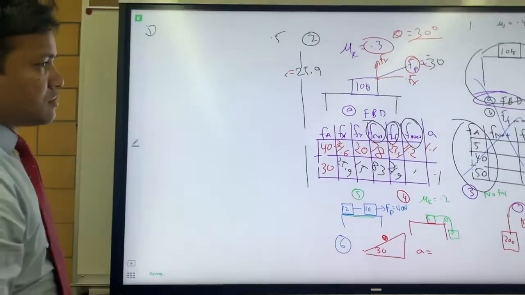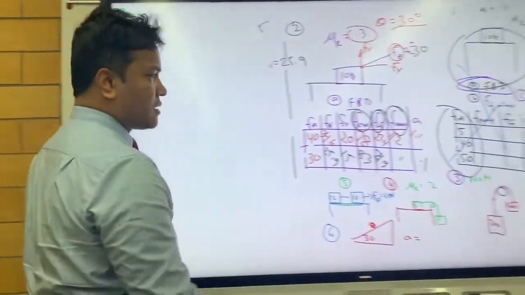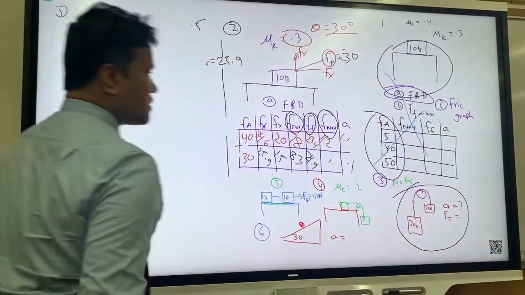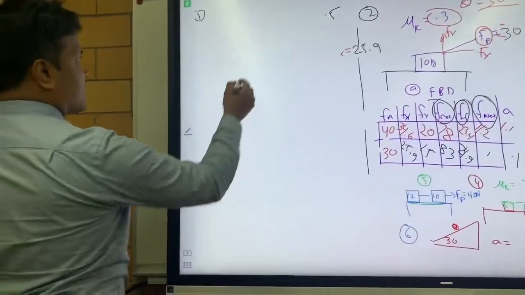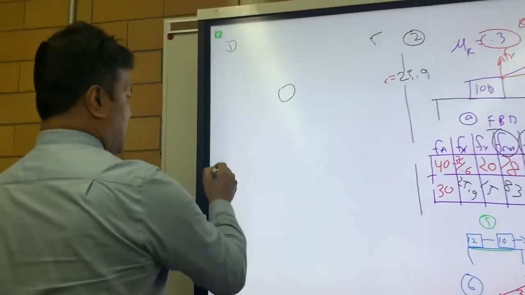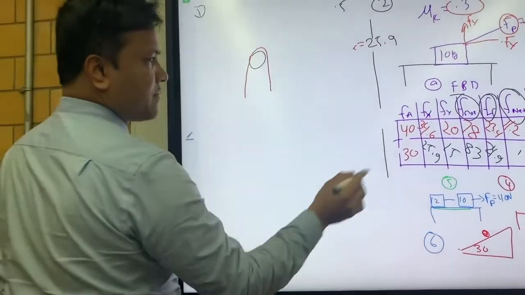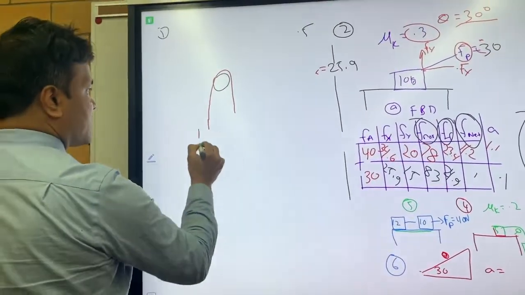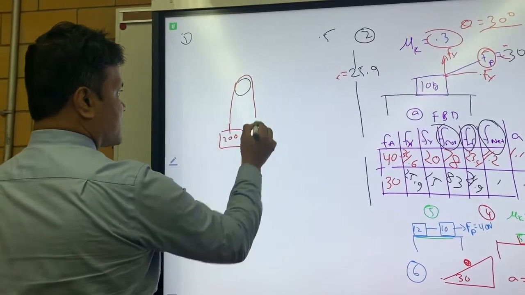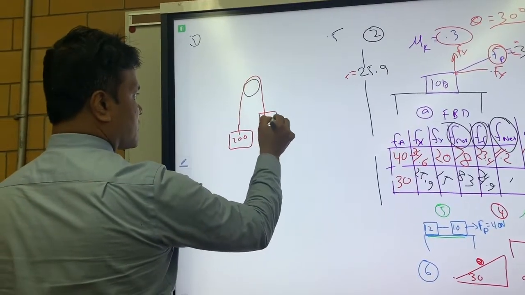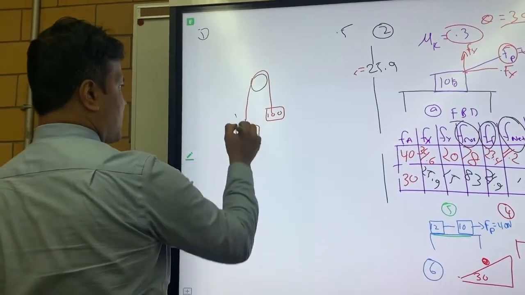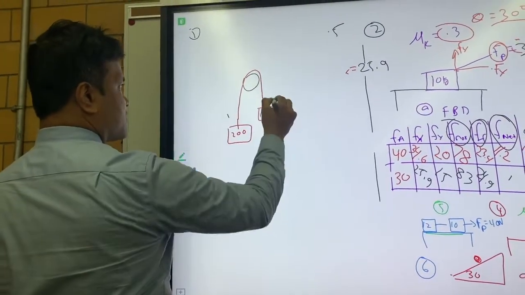Now I'm going to do only 2 more. Okay, now let's do the elevator problem. So now I'm going to put the elevator over here. I have the elevator set up over here. This is 200 and this is 100. Let's call this one 1 and this one 2.